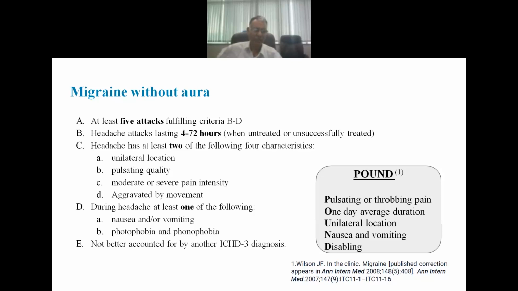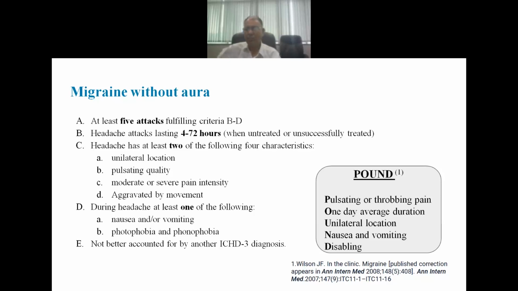So at least one of these, then two of those criteria in C, and headache lasting for 4 to 72 hours. So B to D, if you write it down and start ticking, then probably it is very easy to do the diagnostic criteria.